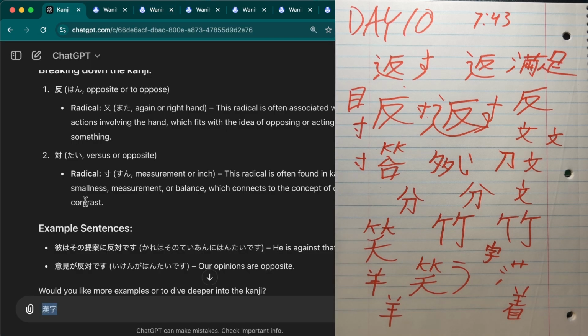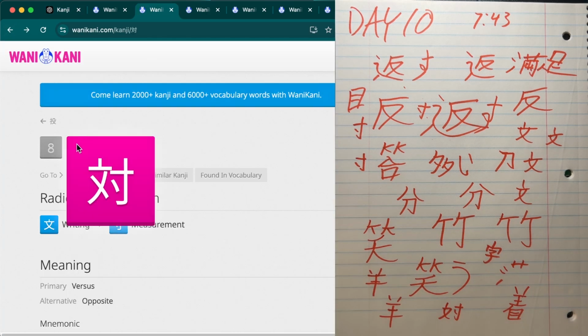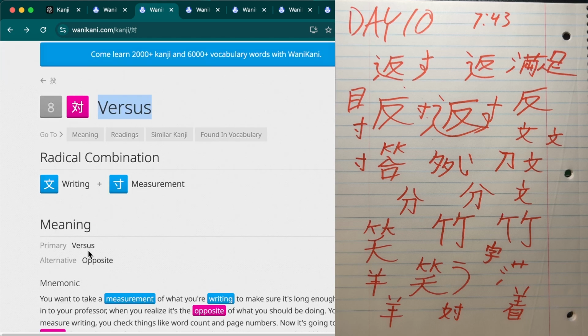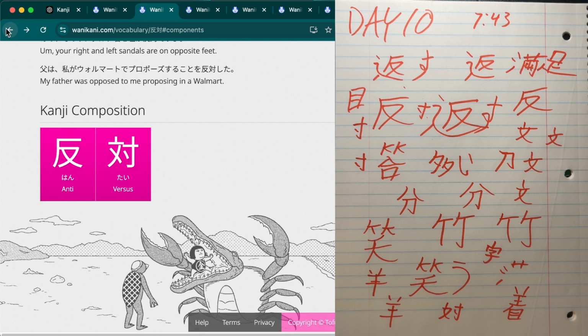Moving along. So together they form this kanji, versus or opposite. So anti and versus together make opposite.